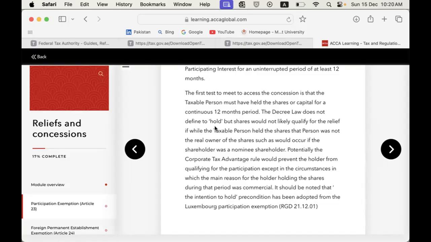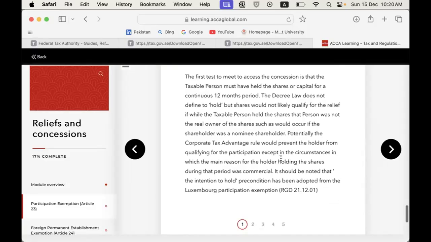The decree law does not define to hold, but shares would not likely qualify for the relief if, while the taxable person held the shares, that person was not the real owner of the shares, such as would occur if the shareholder was a nominee shareholder. So that's a concept where the ultimate beneficial owner, UBO, comes in. If a person was holding shares on behalf of another person and a UBO declaration was available for that purpose, then just a nominee shareholder or an agent shareholder would not be considered in this regard. So it will be the ultimate beneficial owner shareholder that will be considered.